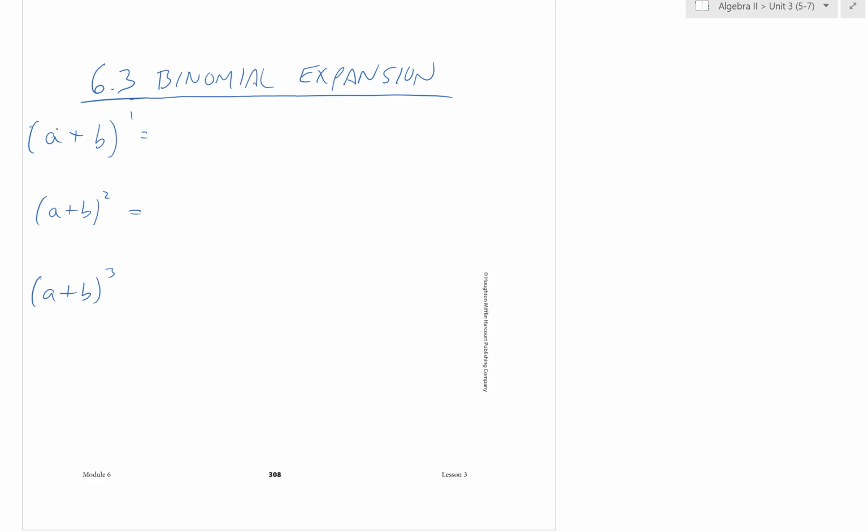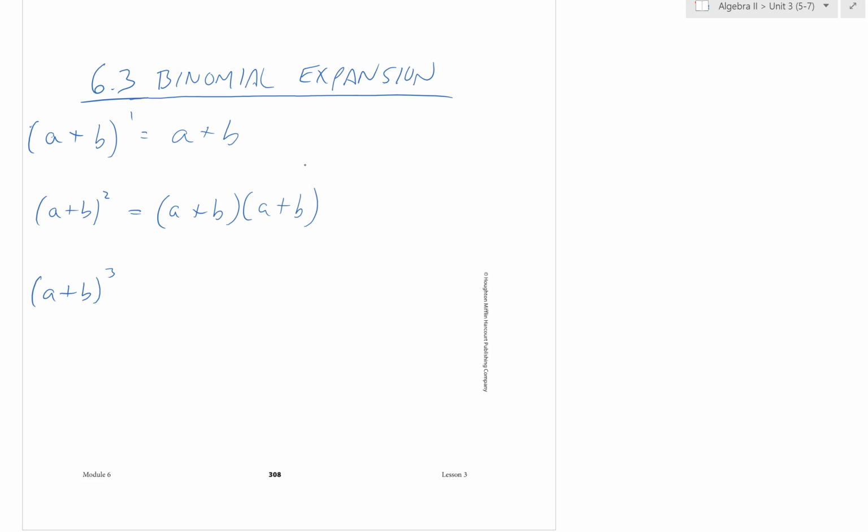These are binomials because they have 2 terms, a and b are the 2 separate terms. If we do a plus b to the first power, we obviously just get a plus b. And then a plus b to the second power, that is not a squared plus b squared. When we square a binomial, we need to multiply it by itself.